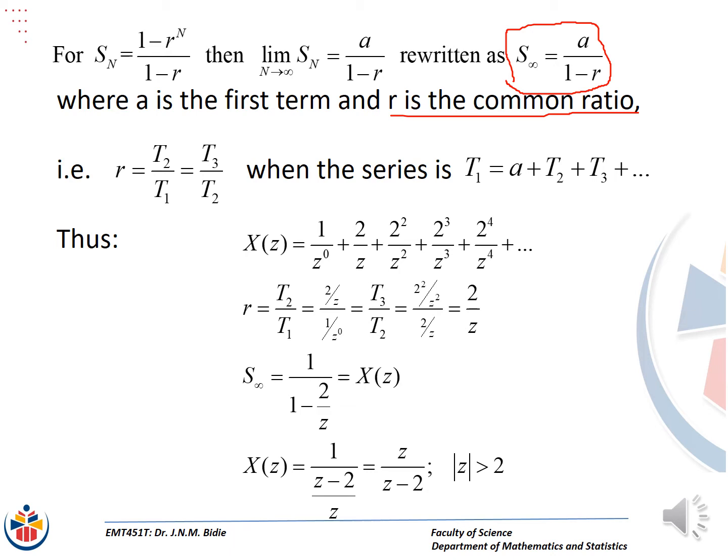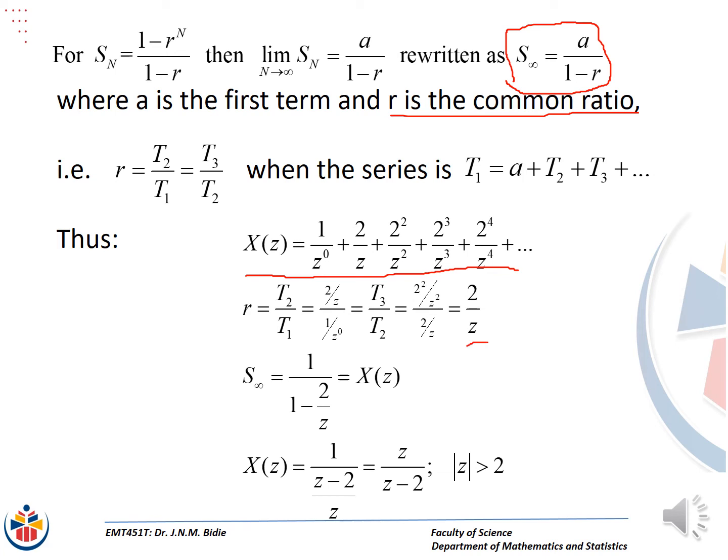so that we can sum the series that we got in the last step, which has been rewritten here in the first step, noting that we have to calculate r, which is term 2 over term 1, which is also equal to term 3 over term 2. So we do the substitution. Let's see if we are going to get the same answer. The second term is 2 over z. The first term is 1 over z to the power 0. Term 3 is 2 squared over z squared. Term 2 is 2 over z. Both these expressions give us that r is equal to 2 over z.